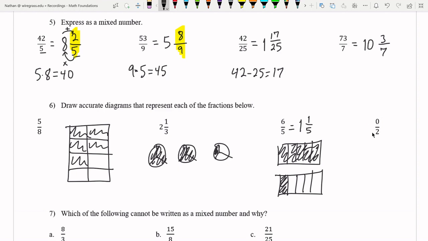Finally, we have 0 out of 2. If I have 2, here's 2 parts, and I shade 0 of them, then this is my answer here. 0 out of 2 has been shaded.